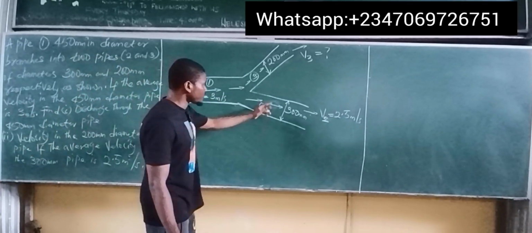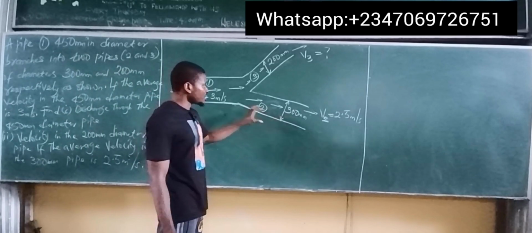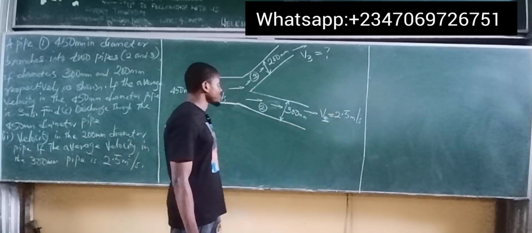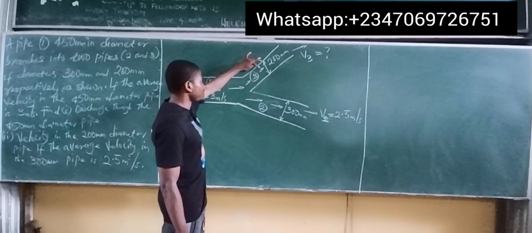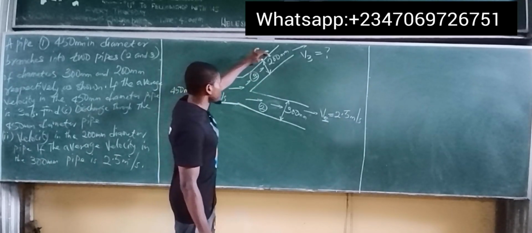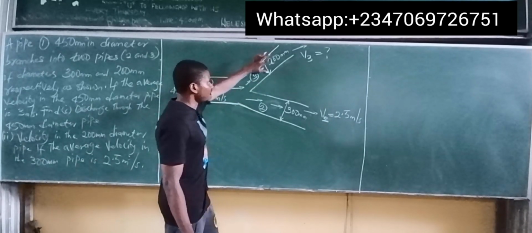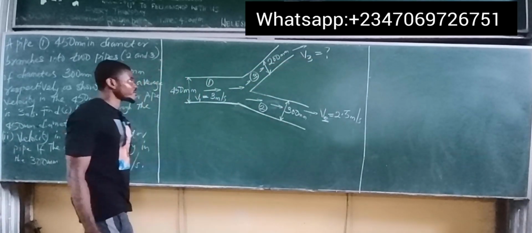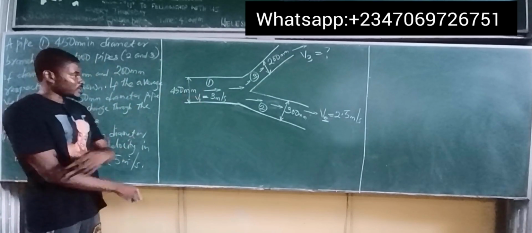The second pipe is of diameter 300 millimeter. The flow in this pipe is moving with a speed V2 equals 2.5 meters per second. And then we'll have the final pipe, which is pipe 3, and of course the diameter is 200 millimeters and the speed is unknown. We are asked to find the speed of the flow in that pipe 3.